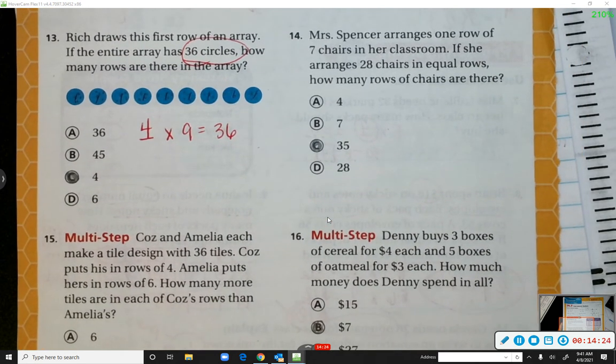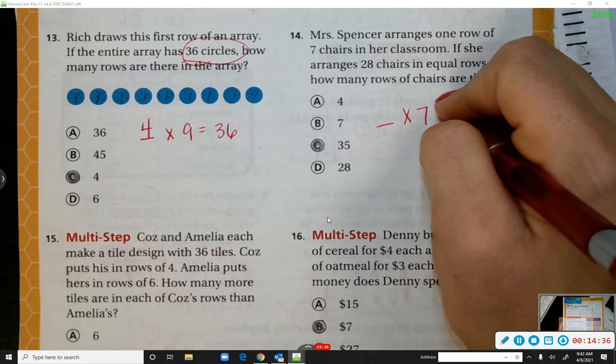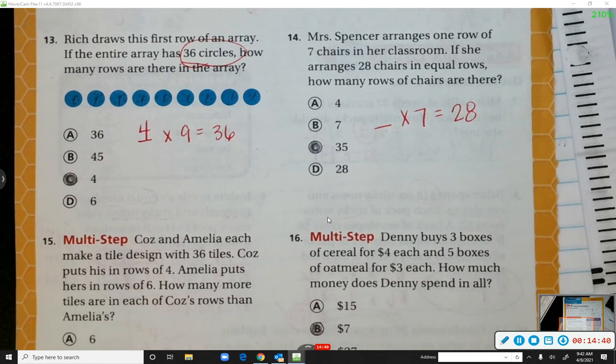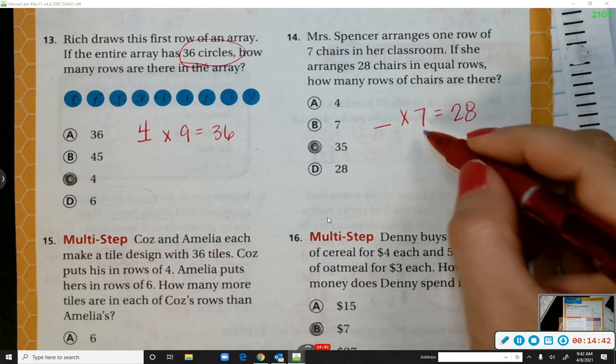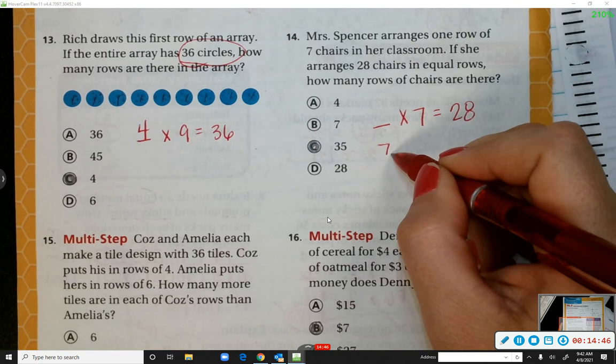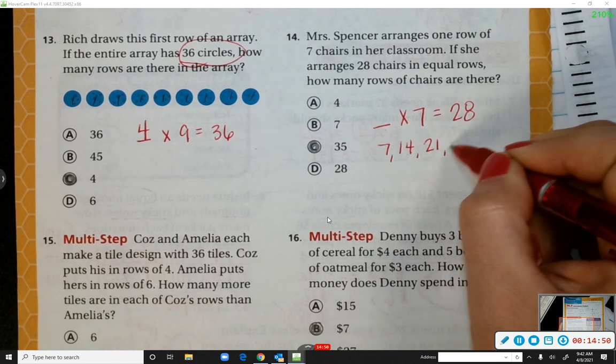Mrs. Spencer arranges 1 row of 7 chairs in her class. If she arranges 28 chairs in equal rows, how many rows of chairs are there? Okay. So how many rows of 7 would equal 28? Okay. So the same thing, you could draw equal groups. You could count by 7. So 7, 14, 21, and 28.